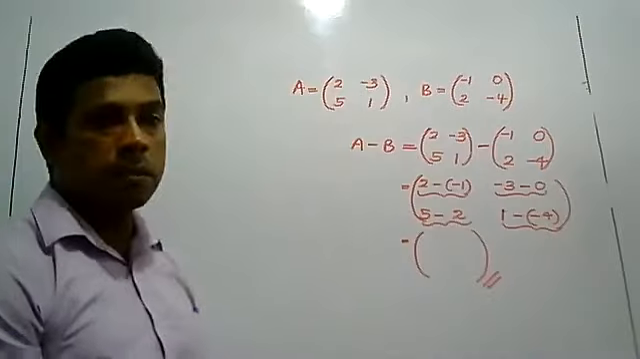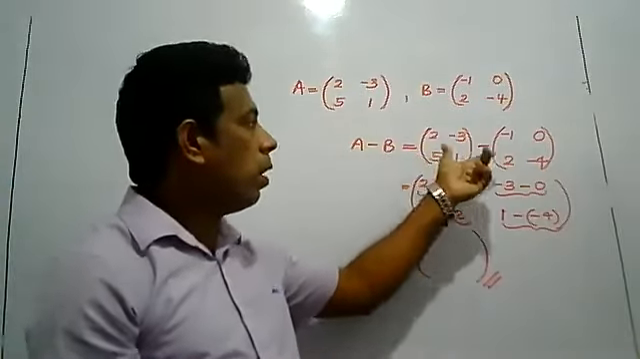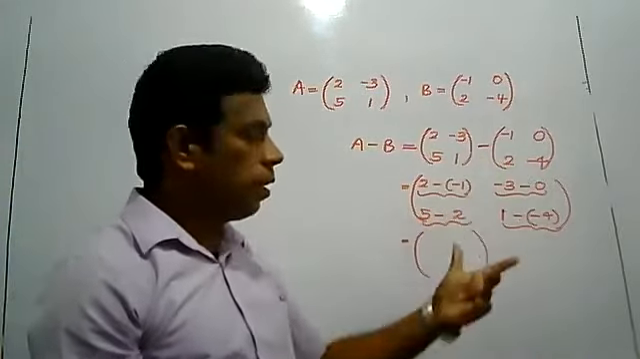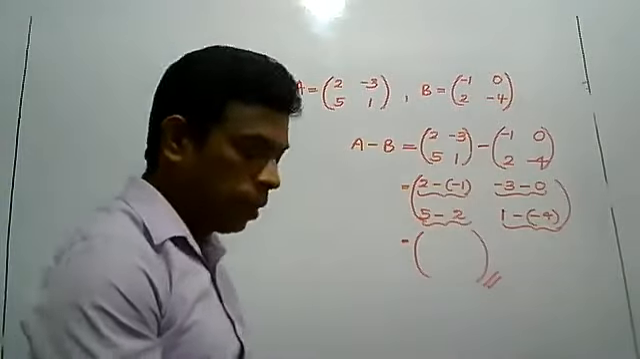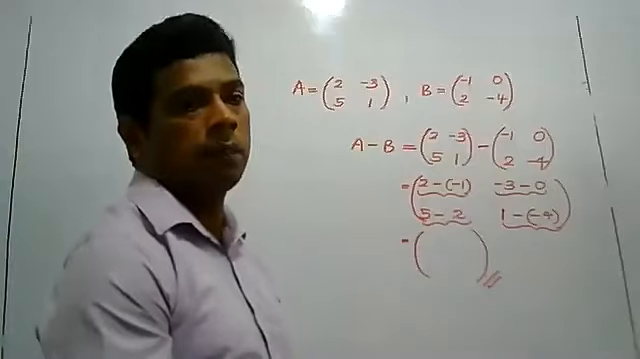Right. A minus B. Matrix A is 2, minus 3, 5, 1 and matrix B is minus 1, 0, 2, minus 4. Then we have to subtract matrices A and B. The corresponding elements of the two matrices should be subtracted, and we will subtract.